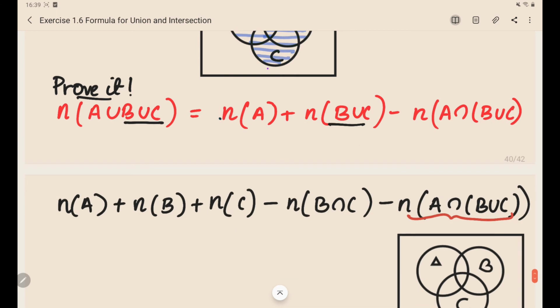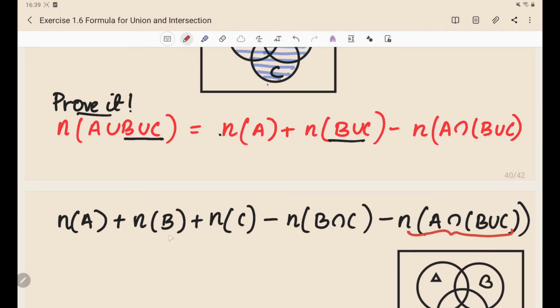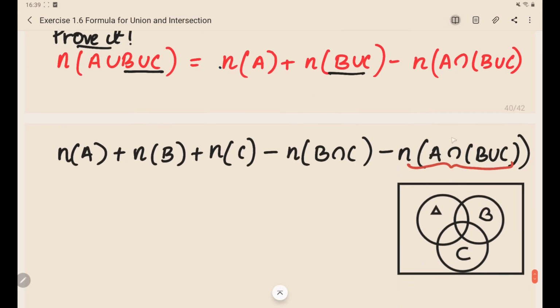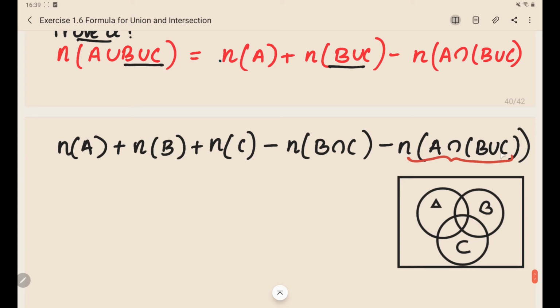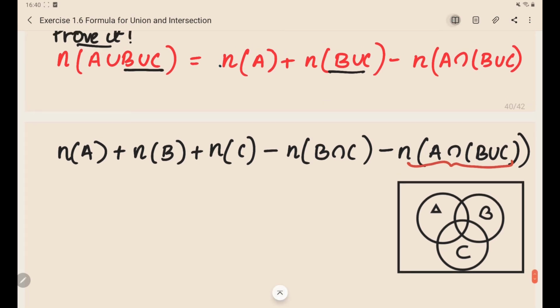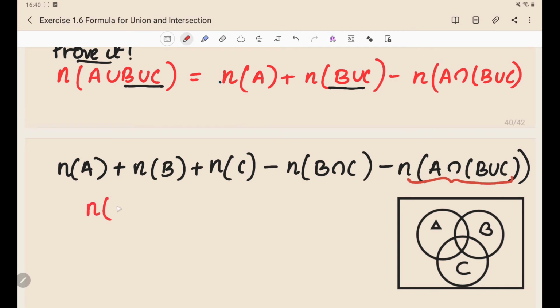For that, you know that n of B union C is what? That is what is expanded here and written. What is that? n of B plus n of C minus n of B intersection C, right? Again, minus n of A intersection B union C. We don't know what this term is, so let's try to make it into simpler terms for our convenience.